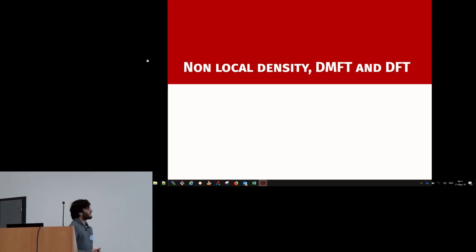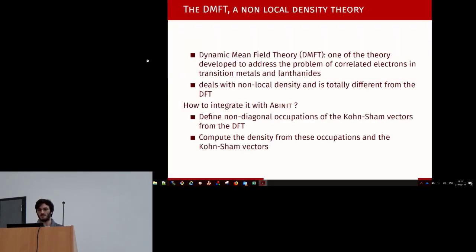So now we'll see why the DMFT is incompatible by default with this parallelization. So DMFT is a theory developed to address the problem of highly correlated electrons in lanthanides and actinides and transition metals. It deals with non-local density, and it uses a totally different formalism from DFT. To integrate it into ABINIT, we have to find an interface with the DFT, which is the computation of the density.